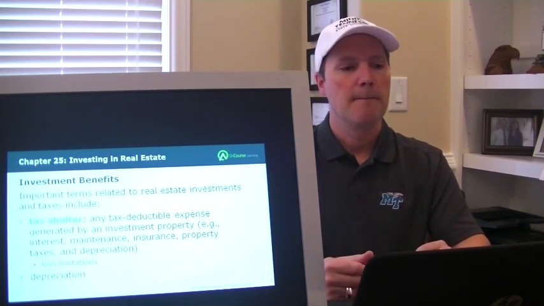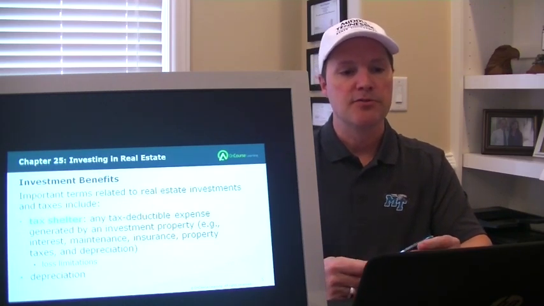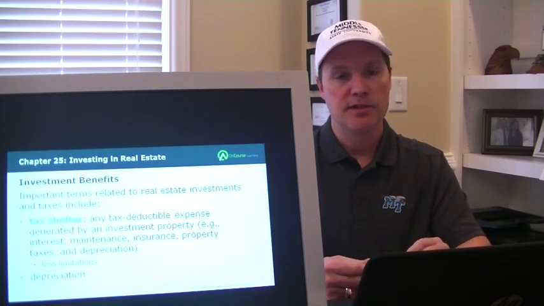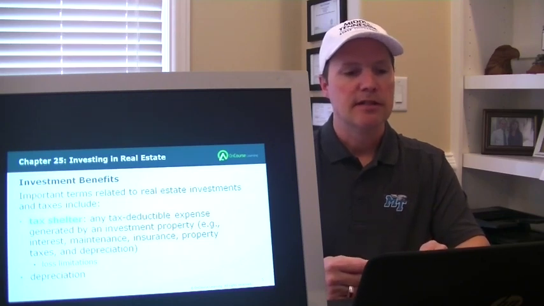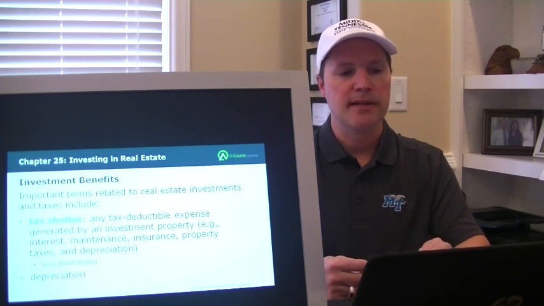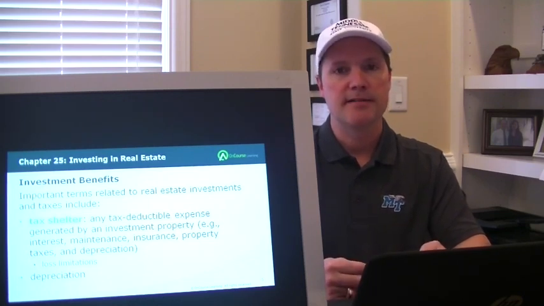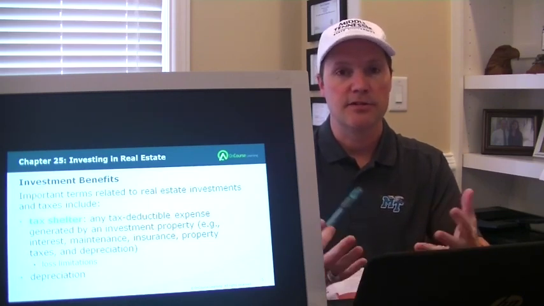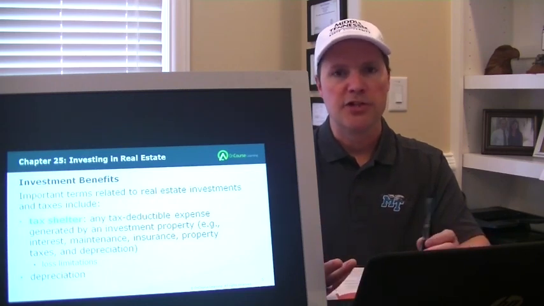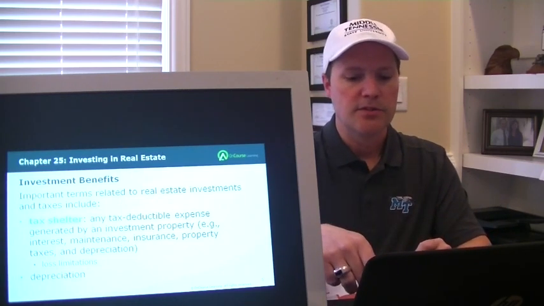Investment benefits. Important terms related to real estate investments and taxes include tax shelter: any tax-deductible expense generated by an investment property, such as interest, maintenance, insurance, property taxes, and depreciation. Okay, that's your tax shelter. And then you have depreciation over time, which they'll show here in a minute.